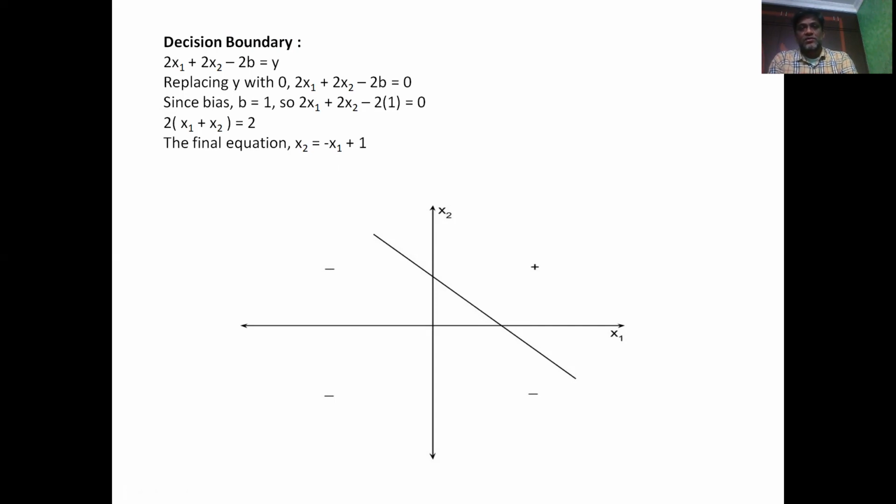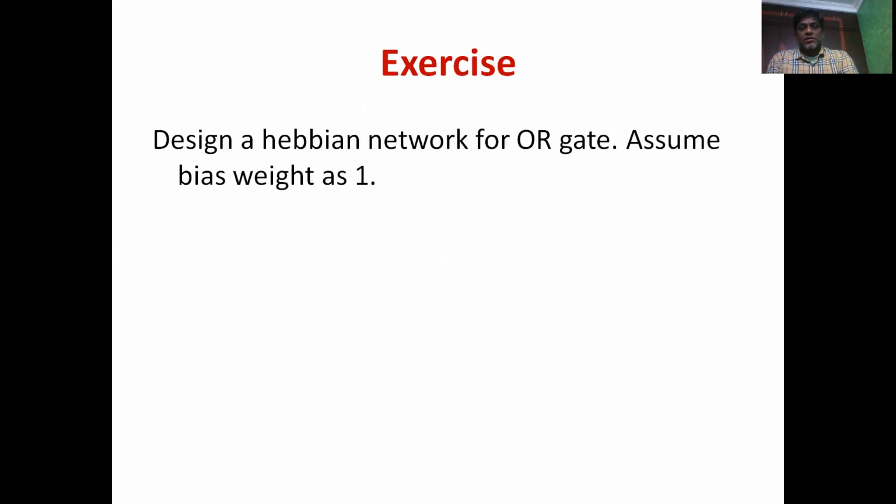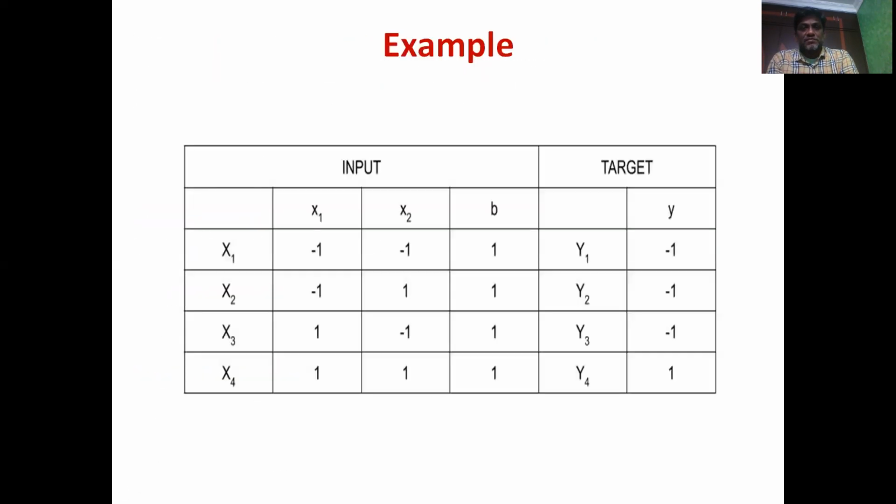Okay. So based on this knowledge that we learned till now, here is an exercise for all of you. Try to design a Hebbian network for OR gate. That means you need to consider the table here. This is going to be same, x1, x2 bias. These are all going to be same. The target values will be changed.